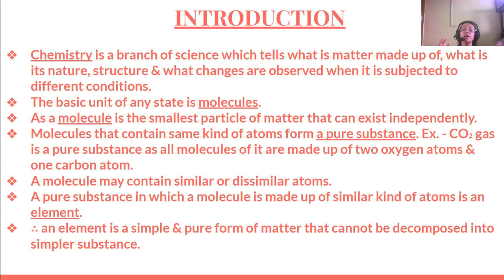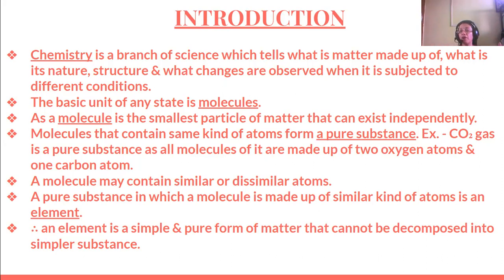The molecules that contain the same kind of atoms form a pure substance. For example, carbon dioxide gas is a pure substance, as all molecules of it are made up of 2 oxygen atoms and 1 carbon atom. See, CO2: 2 oxygen atoms and 1 carbon atom in each molecule of carbon dioxide. Then a molecule may contain similar or dissimilar atoms.